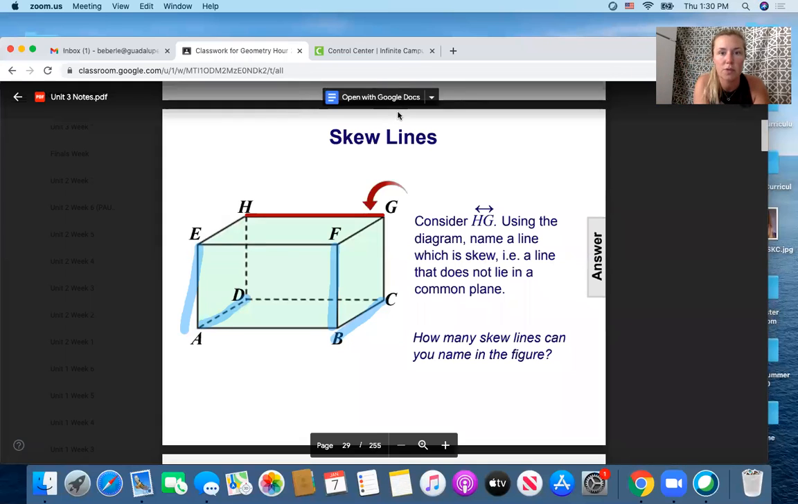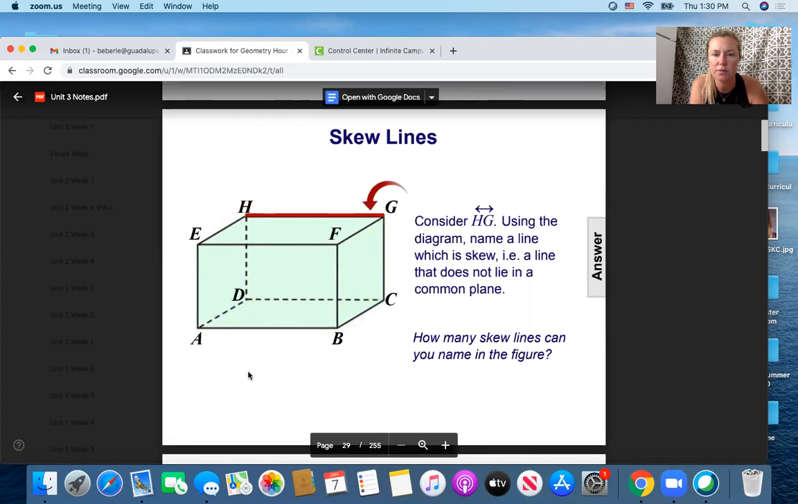So this would not work. This is not going to work because it touches it. This does not work because it touches it. This does not work because it's parallel. This does not work because it's parallel and it's on the same plane. This doesn't work because it touches it and it touches it. And again, this doesn't work because it's parallel. Okay.